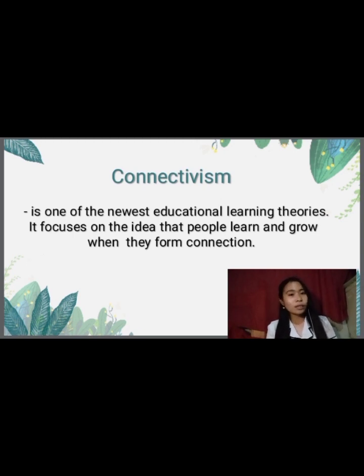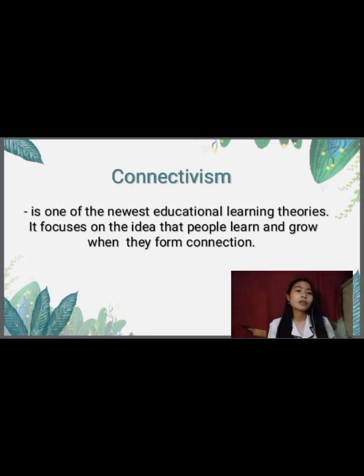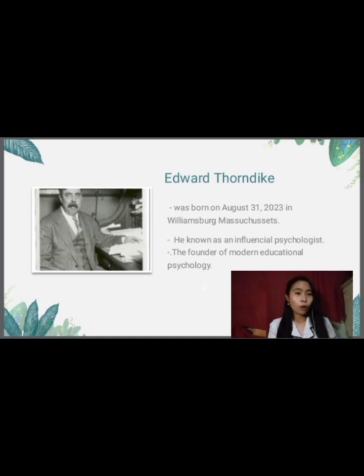So who is Edward Thorndike? Edward Thorndike was born on August 31, 1874 in Williamsburg, Massachusetts. He was known for being an influential psychologist who was the founder of modern educational psychology. And he was known for his theory, of course, the connectivism learning theory.